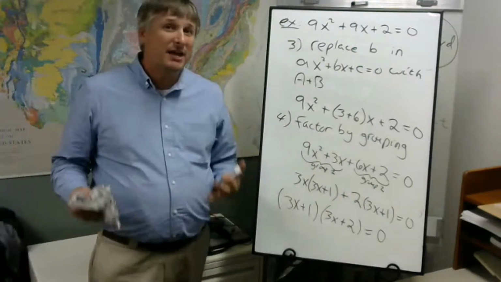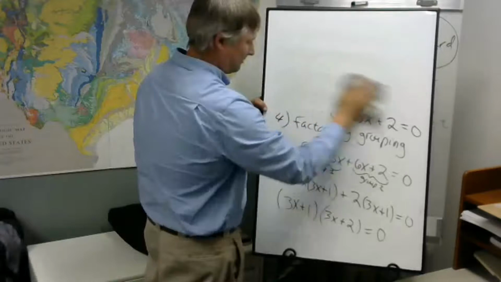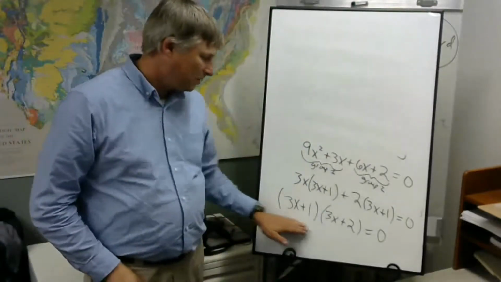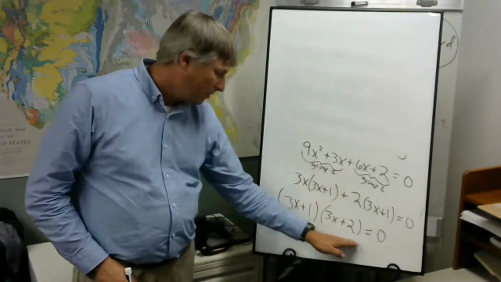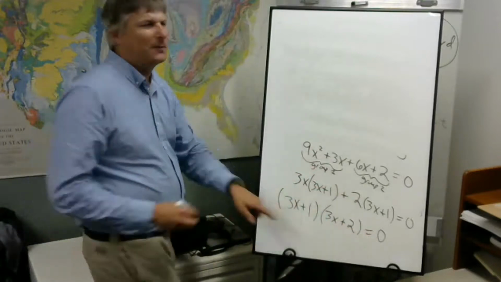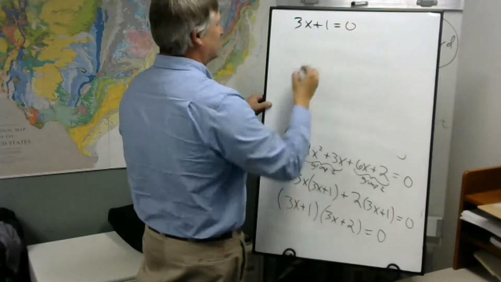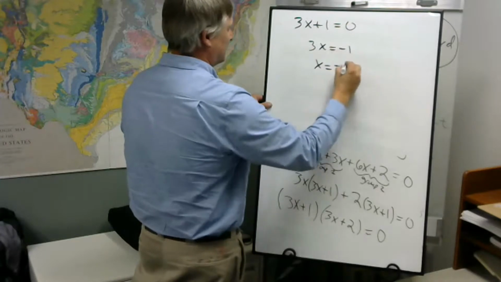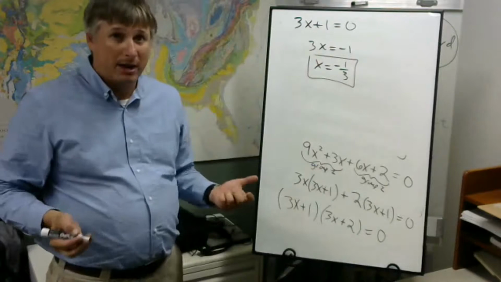And now we can use that zero product principle. So if this is 0, the whole thing becomes 0. That's what we want. Or if this is 0, the whole thing becomes 0, which is what we want. So let's set this equal to 0. So one answer is let x be minus 1/3.